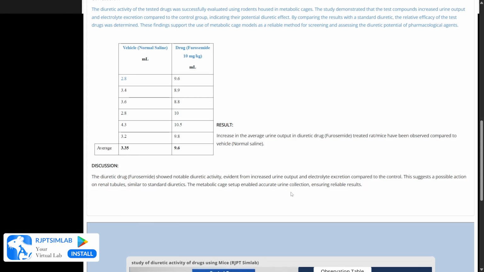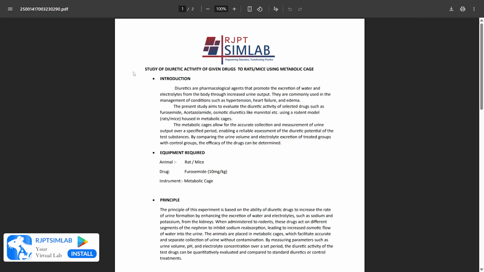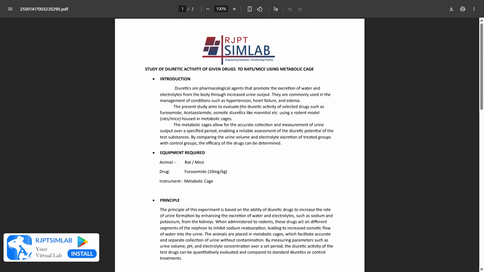And now, over this portion, as we can see here, download user manual. This is the button for the download user manual. It will download a user manual of this experiment. When we click it, we will open this manual for the experiment that we will perform, so that we can read it before performing the experiment.